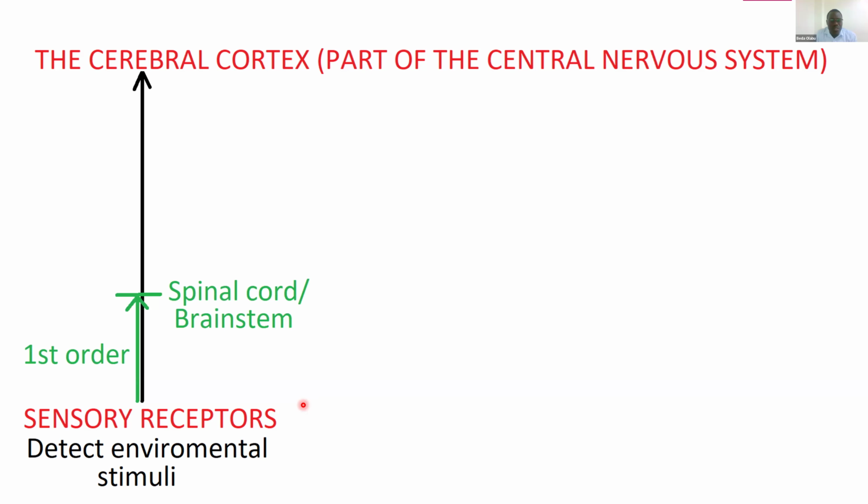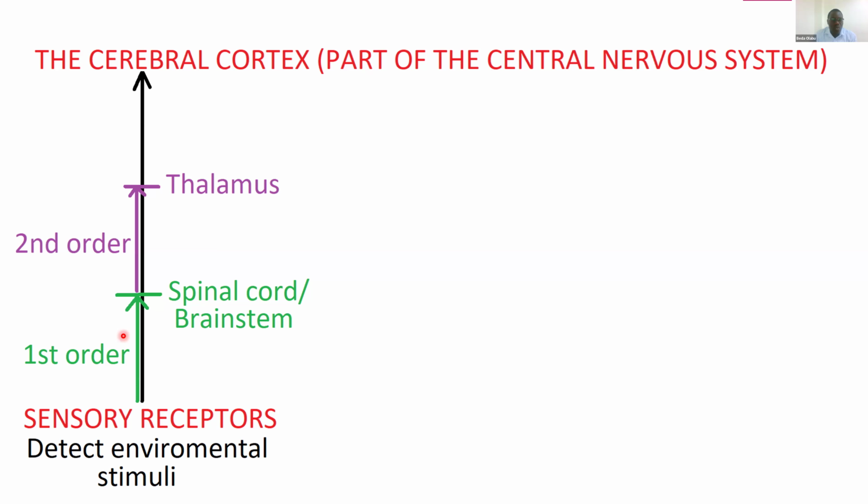The neurons that come from the receptors to the cerebral cortex are not just one, but a relay of 3 neurons generally. The first order sensory neuron terminates in the brainstem or the spinal cord. This first order sensory neuron is actually a peripheral nerve. Its cell body is usually outside the central nervous system in most cases. The second order neuron is the one that picks up from where the first order neuron left and terminates in the thalamus.